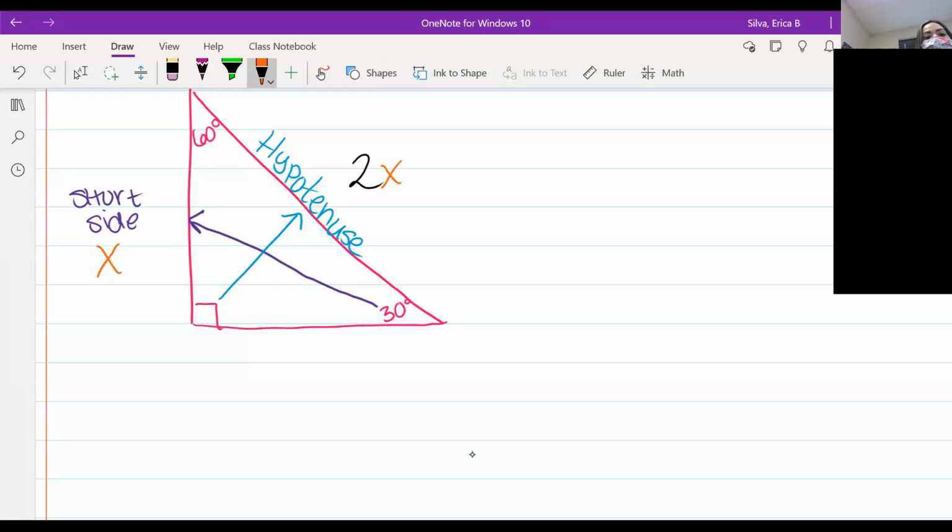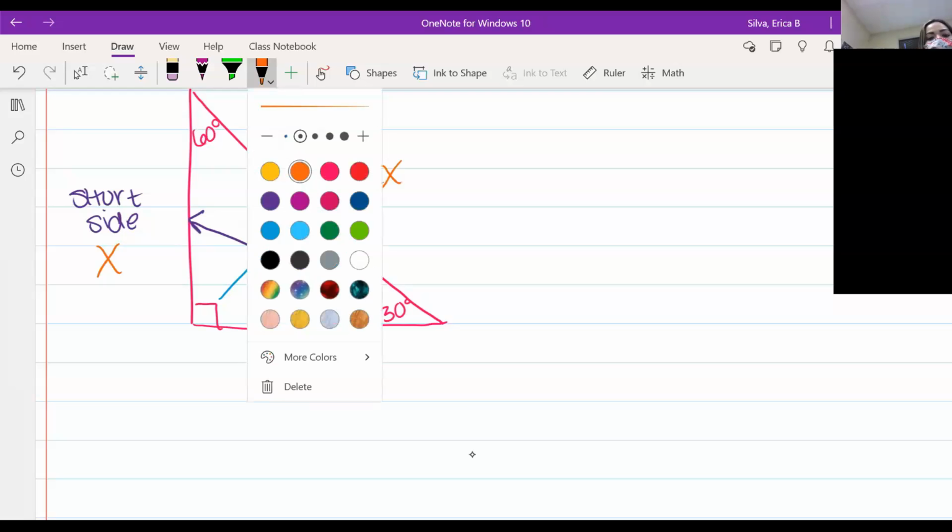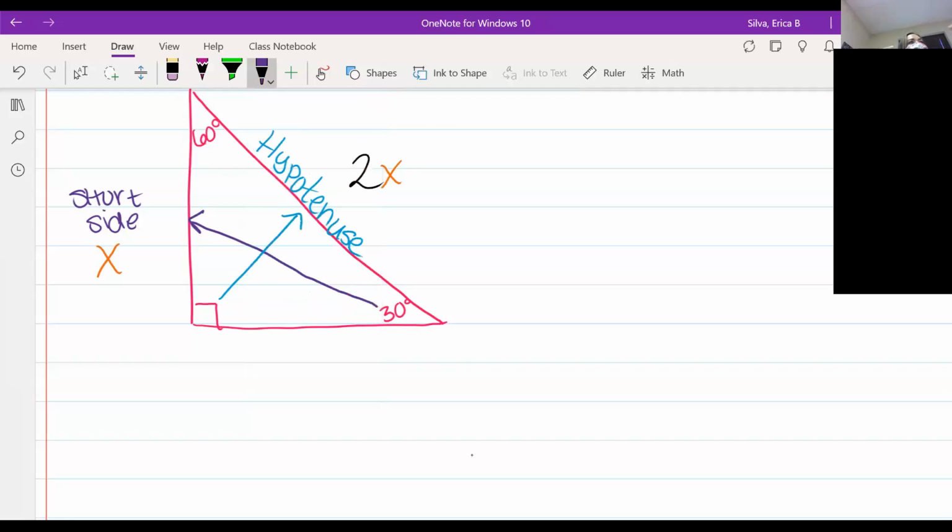And then finally, we have the long side because we have a short side and we have a long side. Now, please make sure that you understand that the hypotenuse is different than the long side. The hypotenuse is across the 90-degree angle. The long side is just the longer of the two remaining sides.